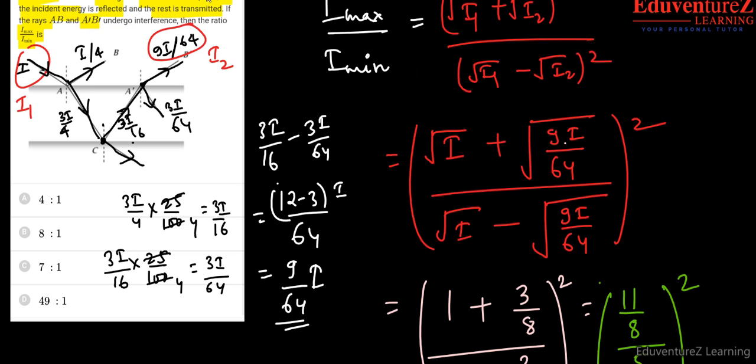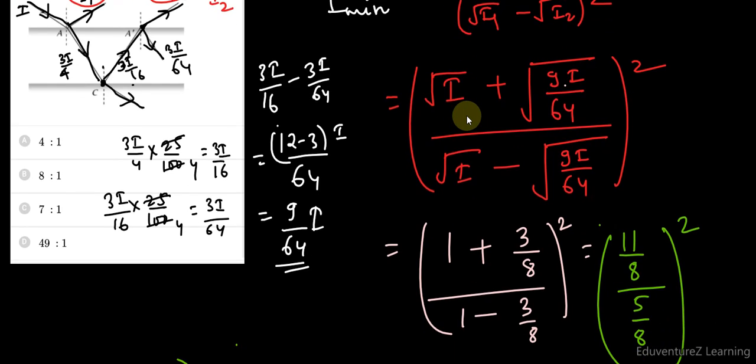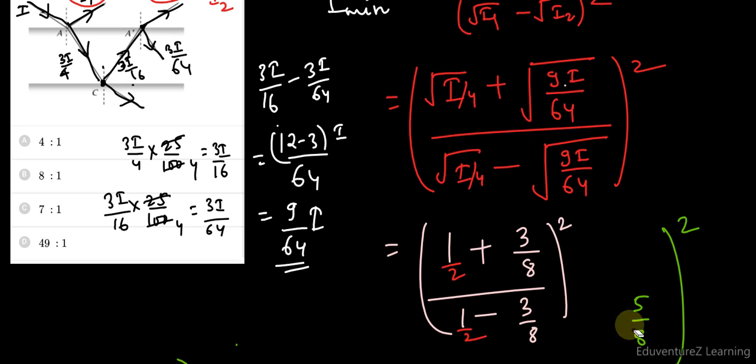So students, sorry, because we have taken I1 as I, but the ray AB is interfering with the ray A'B', so the intensity I1 is I upon 4. That is why we are getting the wrong answer. So not an issue, change it here. So it will be I upon 4, I upon 4, so it is 1 upon 2, 1 upon 2. Now it is correct. I'm really sorry for this, but sometimes this happens.